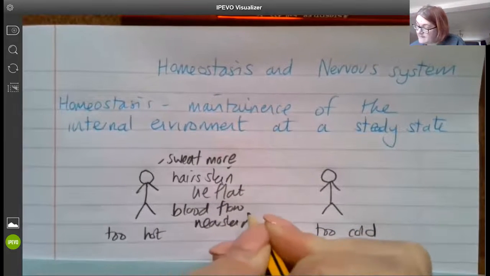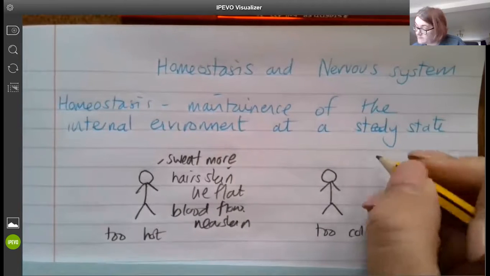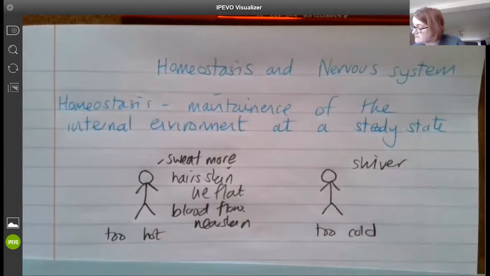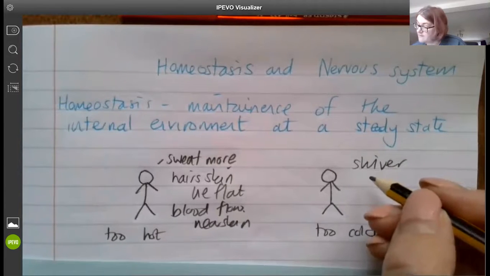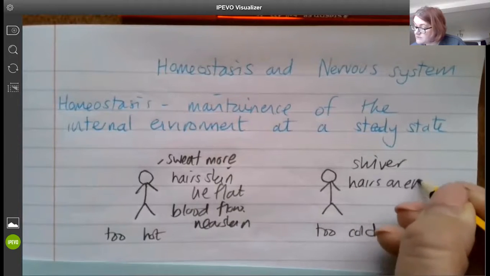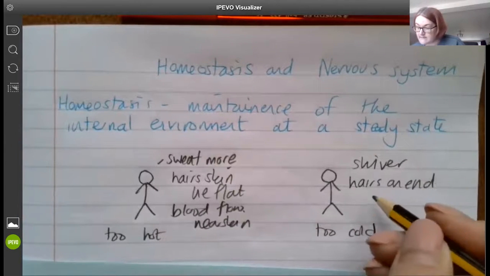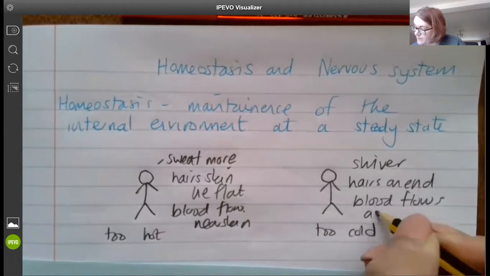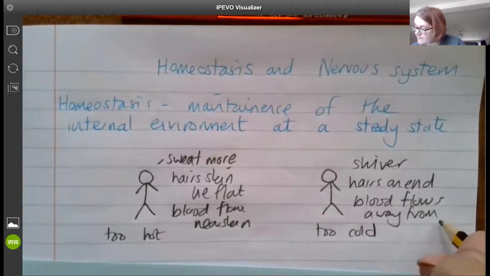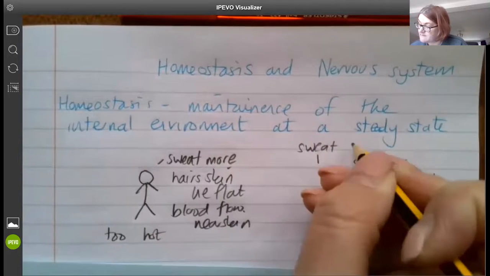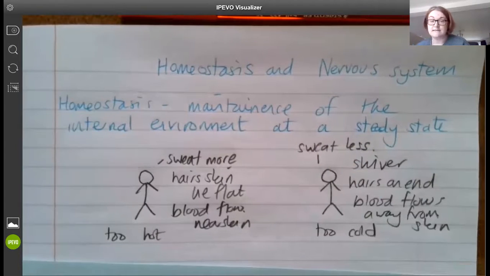Now the opposite is going to happen if we're too cold. We're going to shiver. When we shiver, that's your muscles working, they're doing respiration. Respiration is an exothermic reaction, so it generates heat. Your hairs are going to stand on end, which traps a layer of air around the body and insulates it, and the blood flows away from the skin. And the last one, it's the opposite of sweating more: we're going to sweat less on a cold day.